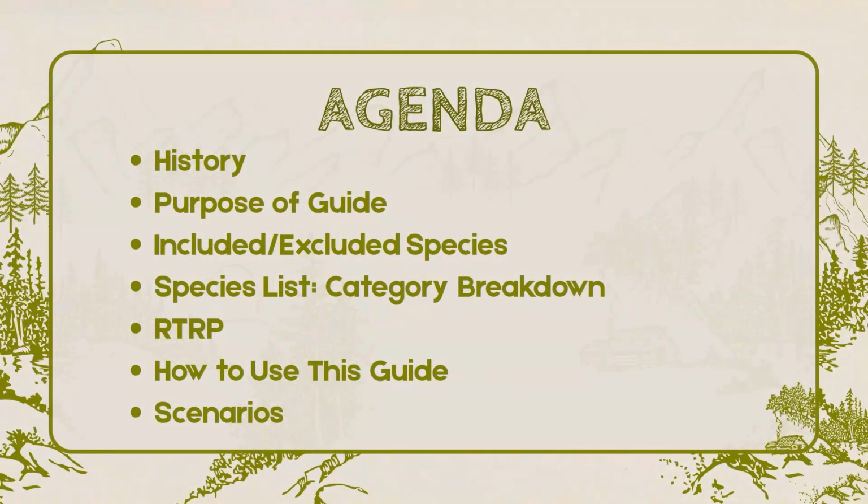Okay, so just to go through the agenda, I'm going to talk about history, so what has existed in the past as a resource, the purpose of making this guide, why we included and excluded some species. Then break down some of the categories from the species list, talk about right tree, right place, run you through how to use this guide, and then Rachel's gonna go through some scenarios so you can practice using it. Everybody should have a paper copy on their table, and there's also a QR code that you can scan to see it on your phone.